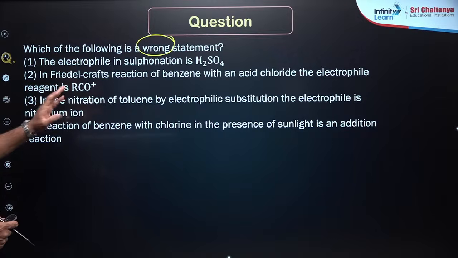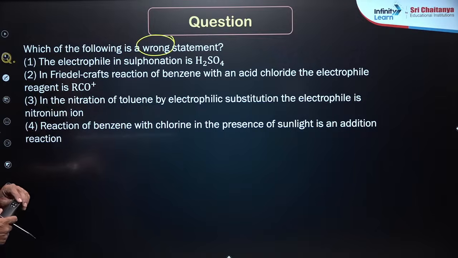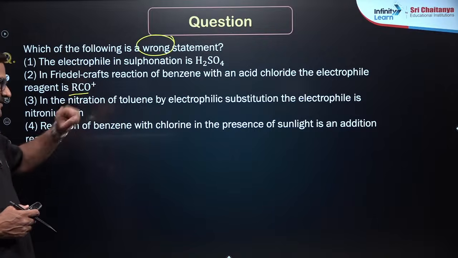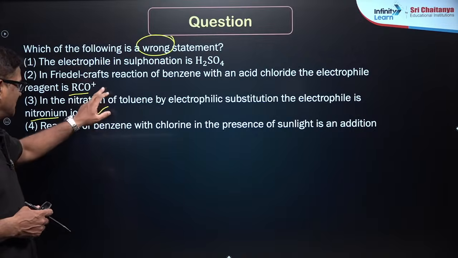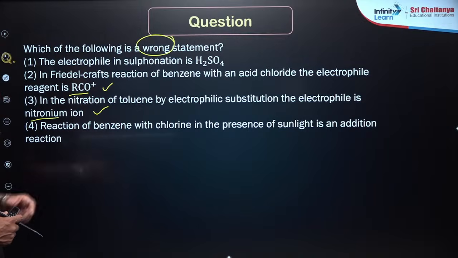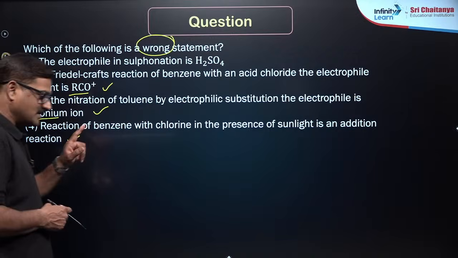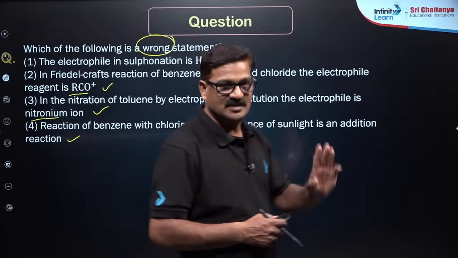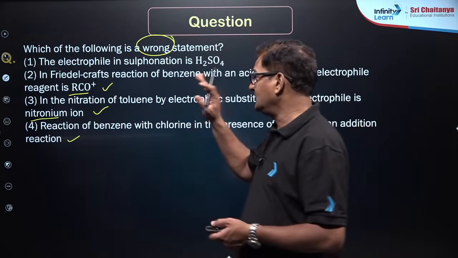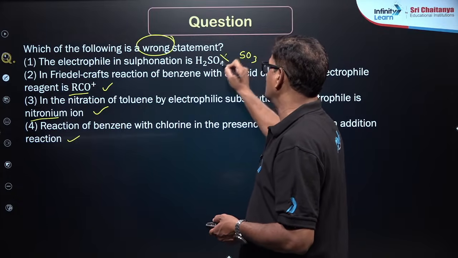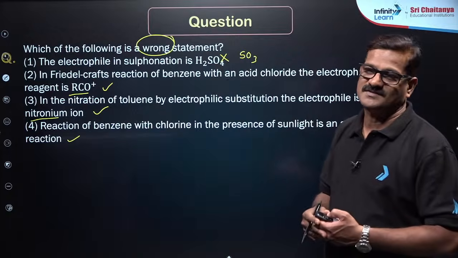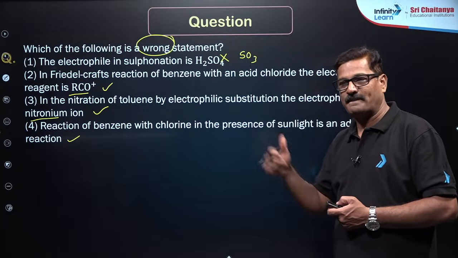In the Friedel-Crafts reaction, benzene with an acid chloride, the electrophile is RCO plus, correct. In the nitration of toluene by electrophilic substitution reaction, the electrophile is the nitronium ion, correct. This is correct, this is correct. And the reaction of benzene with chlorine in sunlight is an addition reaction, gammexane, C6H6Cl6 is going to be formed. And the electrophile in sulfonation is going to be SO3, not H2SO4. Option 1 is the correct answer for this question. Fine.